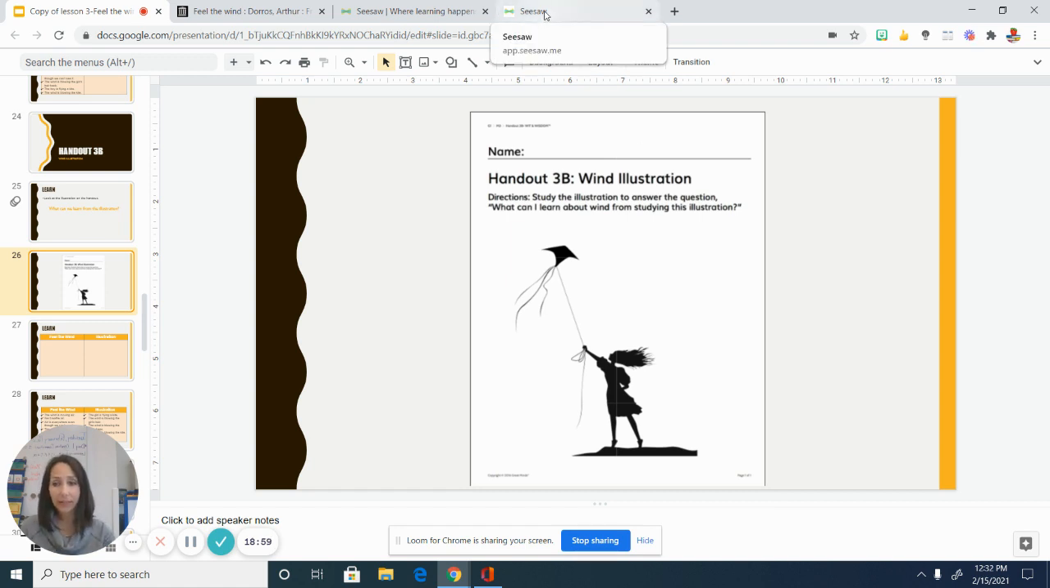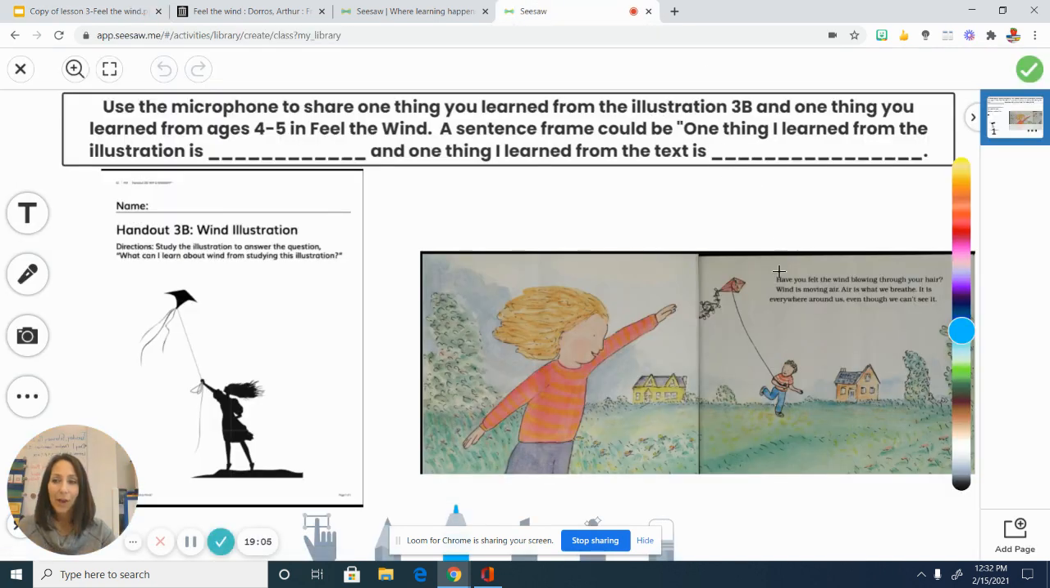So for your Seesaw activity, and I know I've kept you here for a while, so I appreciate your kind attention. For your Seesaw activity, I would like you to use the recording, the microphone, to record yourself sharing one thing that you learned about the wind from the illustration and one thing that you learned from the pages in the text. And I know that this is new for us, looking at different sources and researching and trying to figure out what we've learned. So as always, just try to do the best that you can to share something you've learned from this illustration and something that you've learned from these two pages in the book, okay?